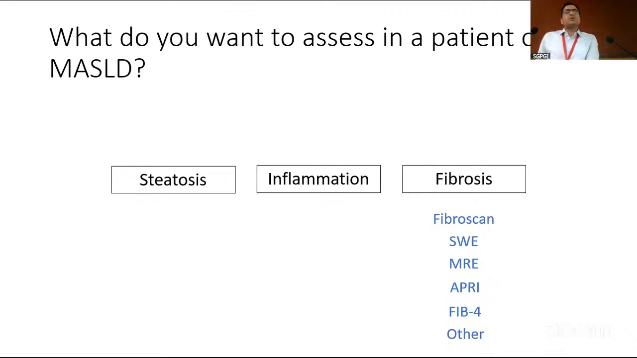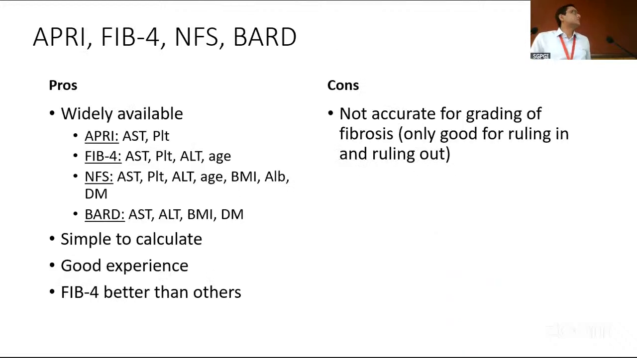Now, the third and most important thing which we want to assess in a patient with MASLD is the level of fibrosis. There are various tools which can be used for assessment of fibrosis, which include APRI, FIB4, MR elastography, shear wave elastography, and FibroScan. Coming to the most widely used serological marker-based tests, these include APRI, FIB4, NASH fibrosis score, and BARD score.